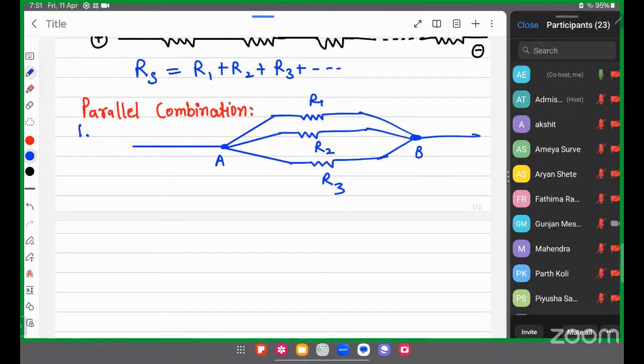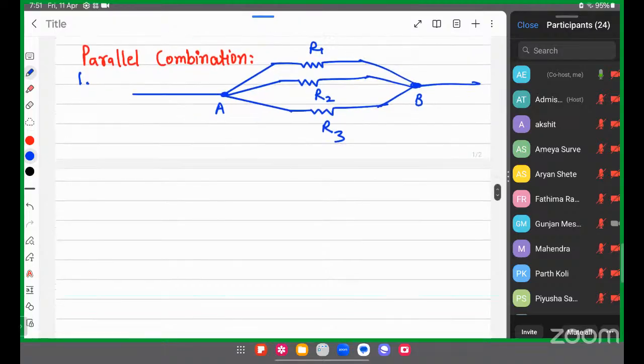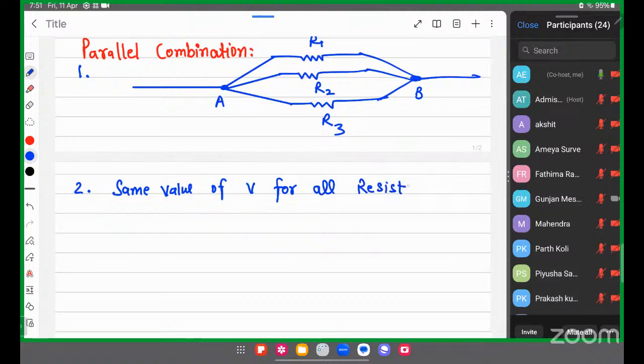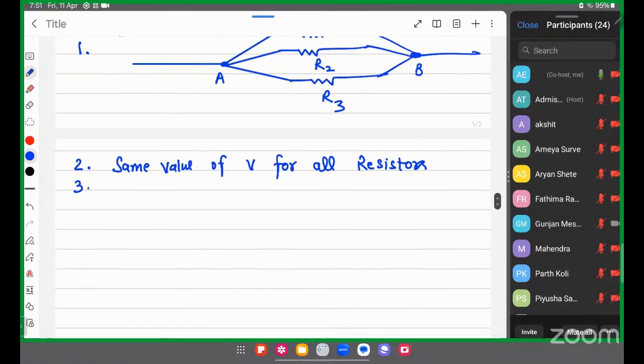This is the first condition to check whether the combination is parallel or not. If you have a single wire and then at any joint of the wire more than one wire comes out, and they are also connected to the other terminal of the circuit, it is parallel. An important point in parallel combination is that there will be the same value of potential V for all the resistors, but there will be different values of electric current I for different resistors. Potential will be the same.